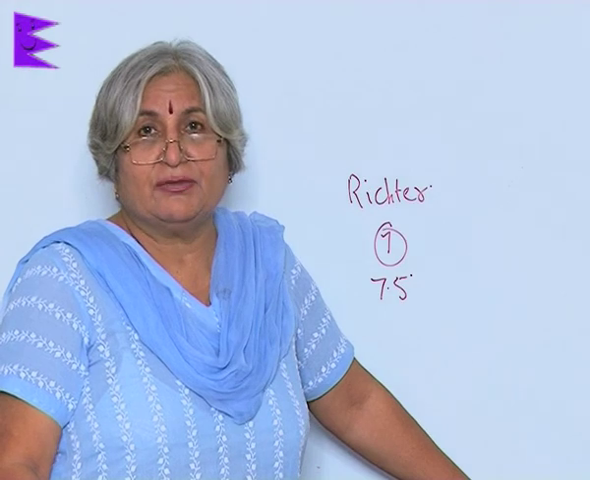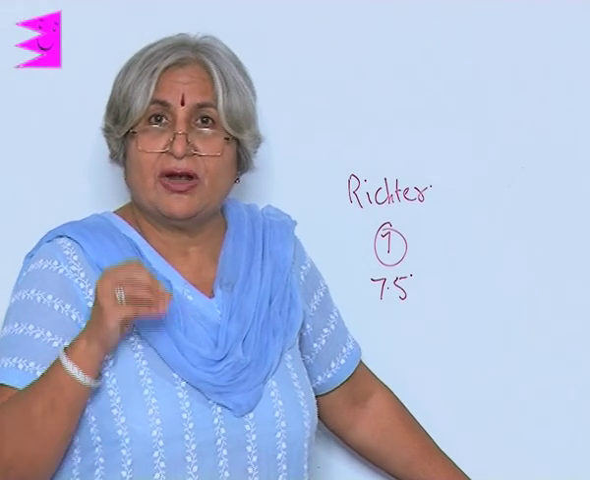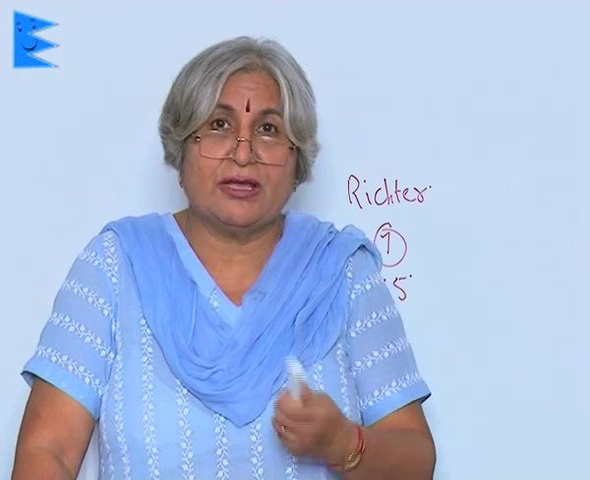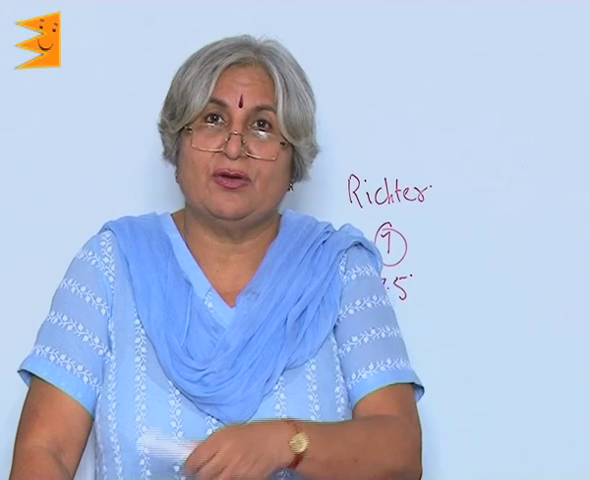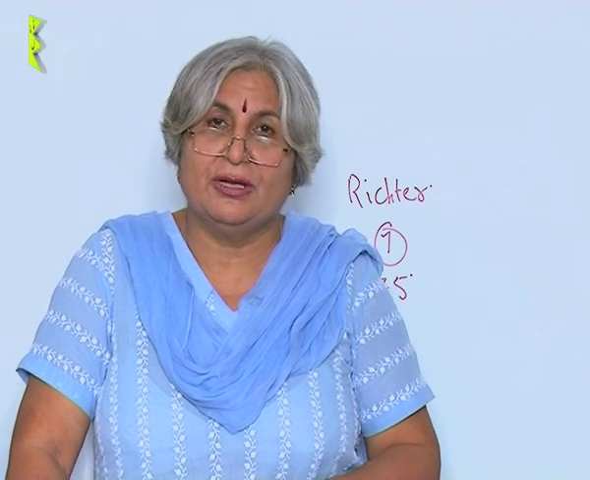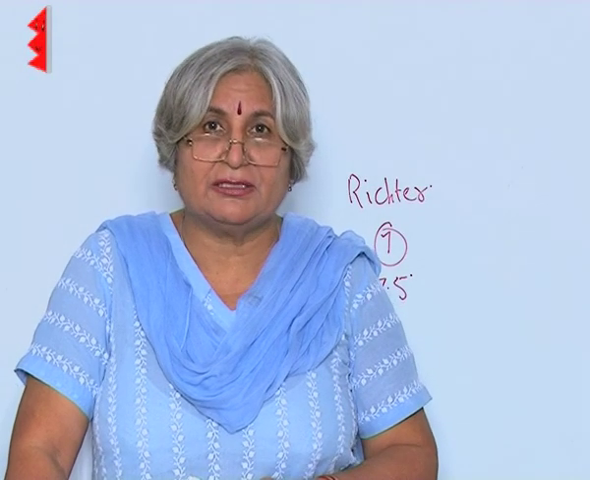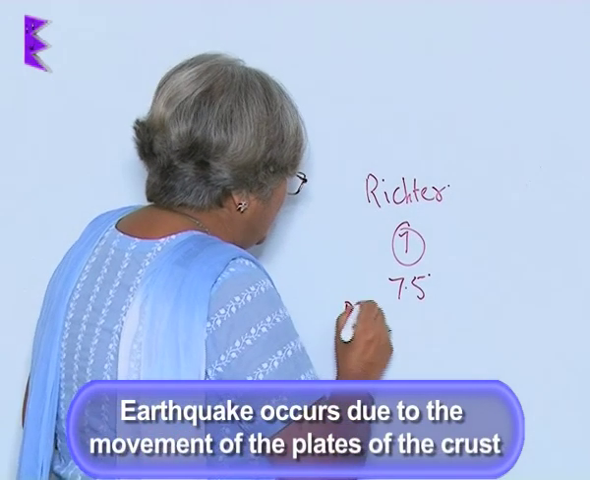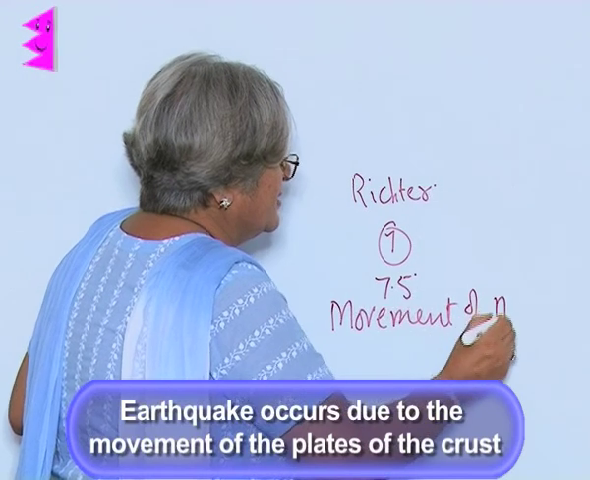Now after an earthquake, what happens? There can be a tsunami, there can be landslides. So it is not just the earthquake, it starts a lot of problems. In 2004, in winters, in December, there was a tsunami in coastal areas and that also caused a lot of destruction. So now we have understood how an earthquake comes. It is because of the movement of the plates of the crust.